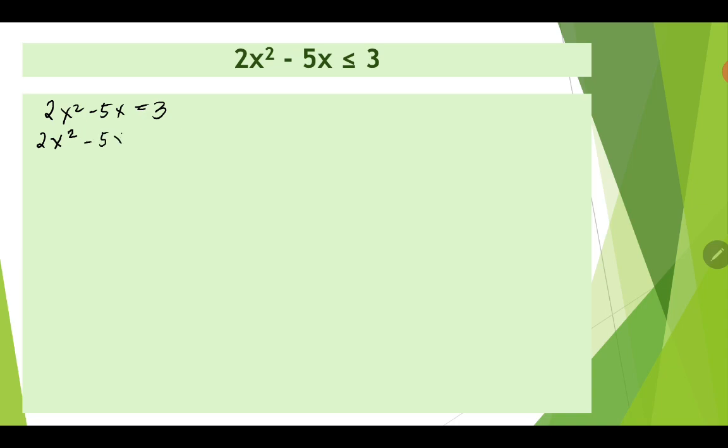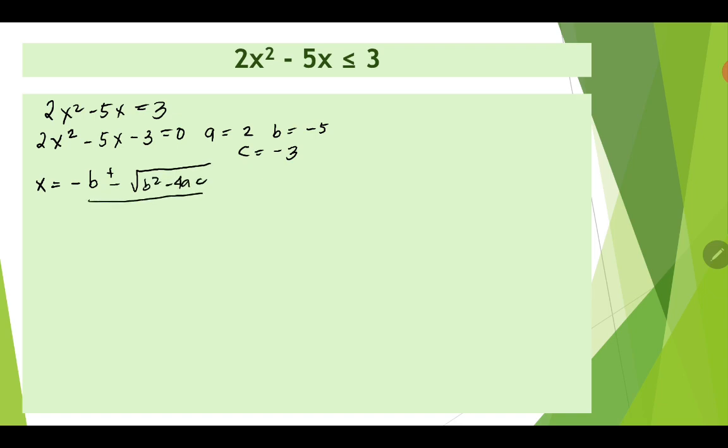2x squared minus 5x minus 3 equals 0. So, ang a natin is equals to 2. Ang b natin is equals to negative 5. And then our c is equals to negative 3. And then use the quadratic formula. x is equals to negative b plus minus square root of b squared minus 4ac all over 2a. So, just substitute the values of a, b, and c.